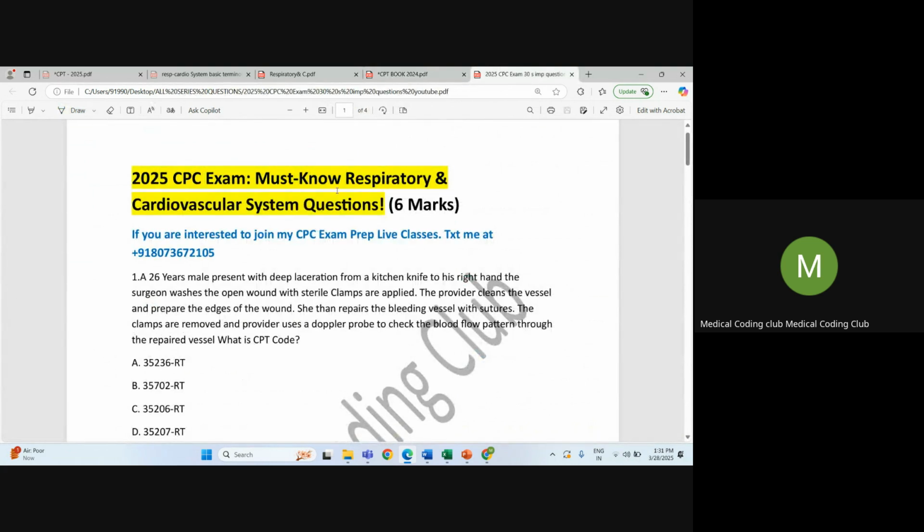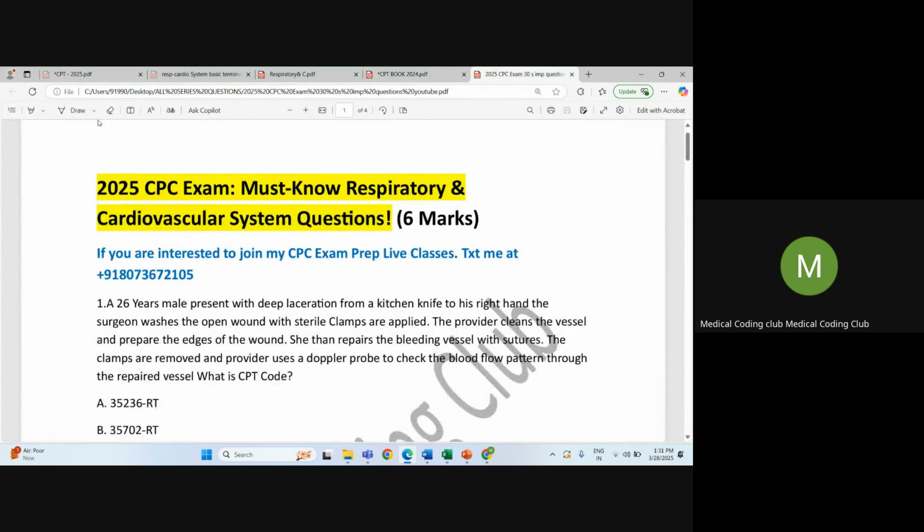Today let's discuss a few important questions from respiratory and cardiovascular system. As you all know, you will be getting 6 marks questions from 30K series. 30K series belongs to both respiratory and cardiovascular system. So totally you will be getting 6 marks: 3 marks from respiratory system and 3 marks from cardiovascular system.